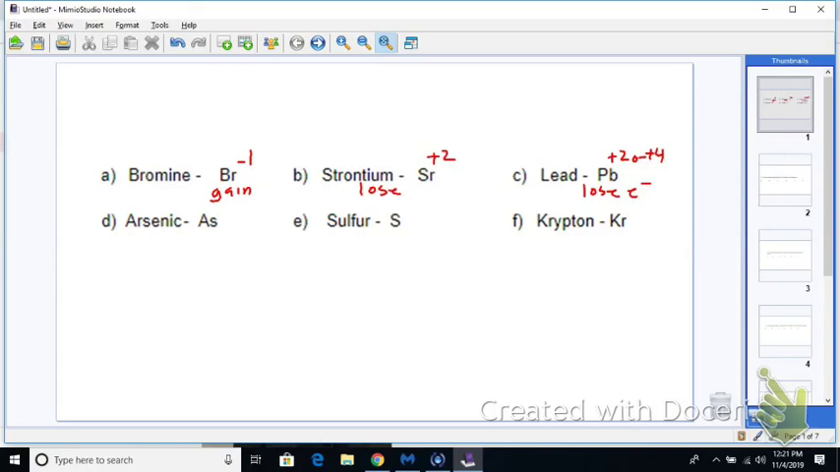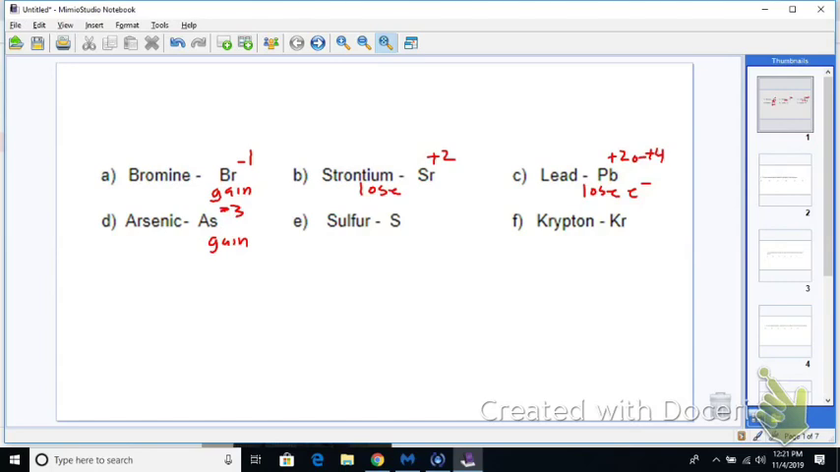Arsenic isn't on our charge sheet, but if you look on the periodic table at the end, it says a -3. So that would gain 3 electrons.